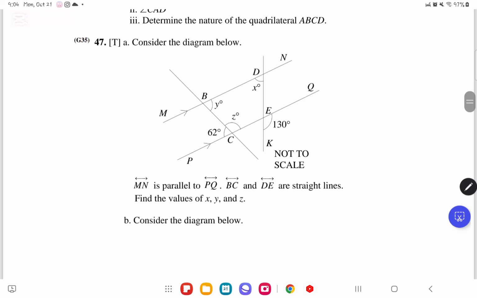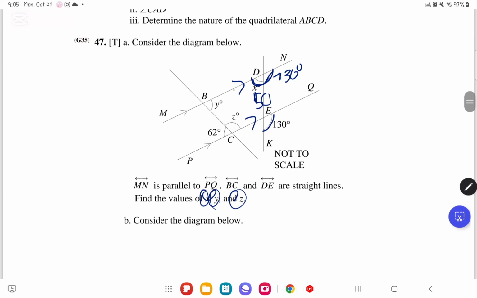Part A, we need to find the values of x, y, and z. X is over here. First thing, we notice that this is parallel to this. So if this is 130, then definitely this over here is 130. And x and 130 are supplementary. So we can find x by doing 180 minus 130, and we will get 50 degrees.